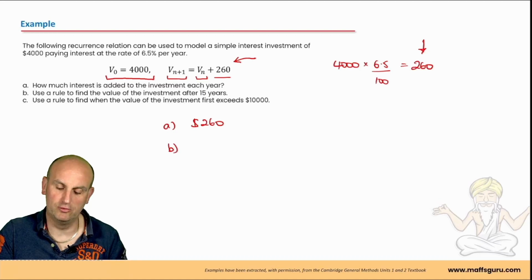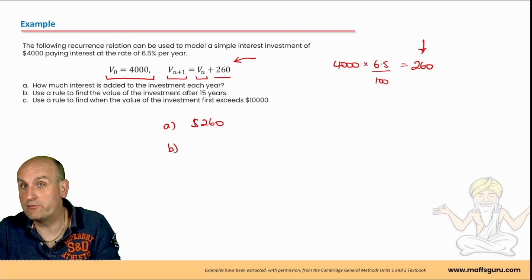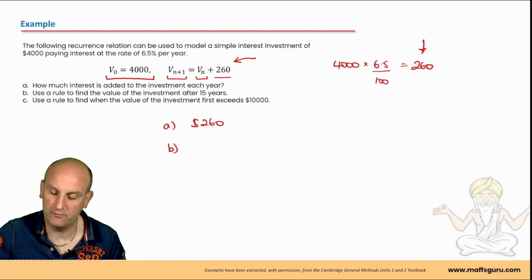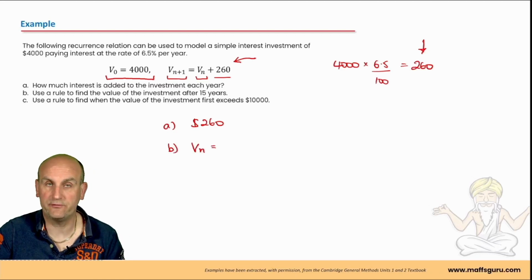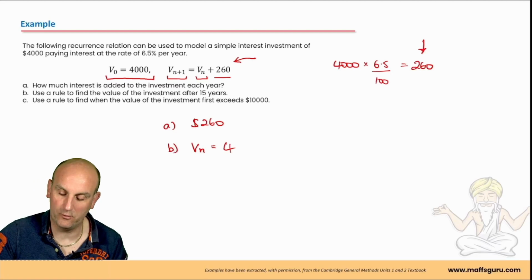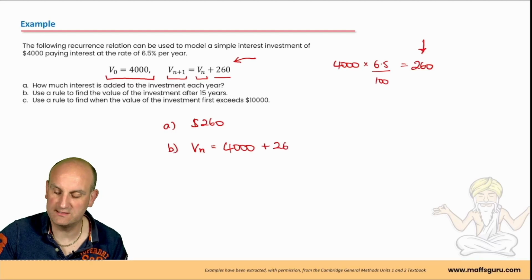B, use a rule to find the value of the investment after 15 years. So I've got to come up with a rule. Well, they've given me a recurrence relationship. How do we go from the rule? Well, if you remember, my rule starts with V of n. The first number is always V0, which is 4,000. What am I doing? Am I adding on? I'm adding on, yep, because there we go. The 260 times by n.